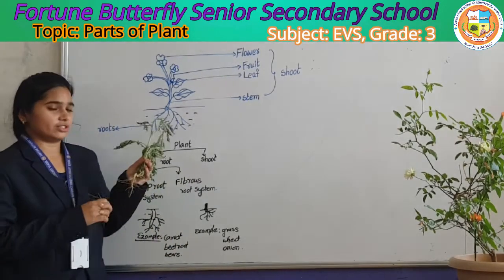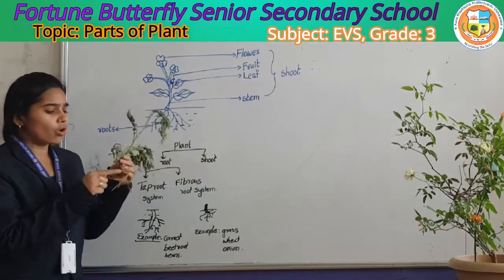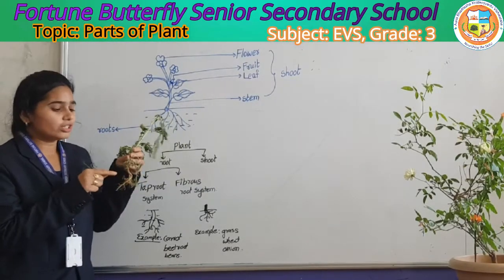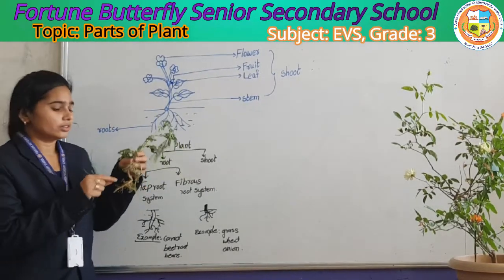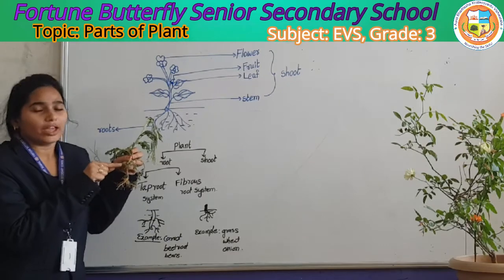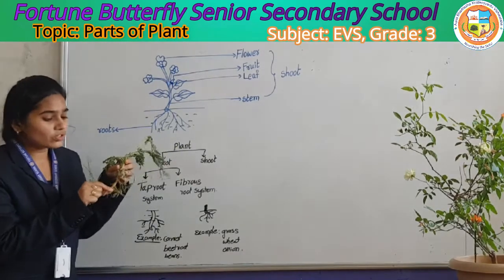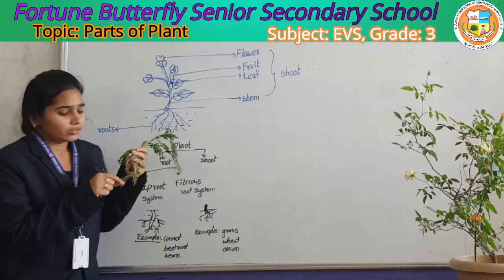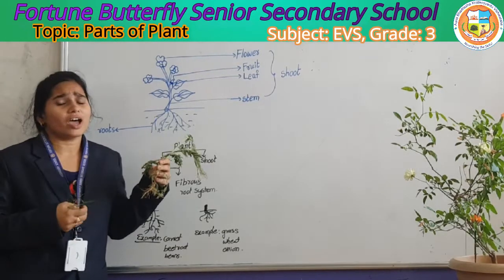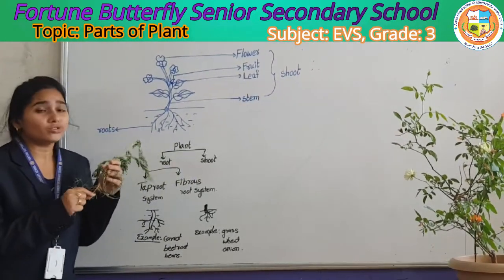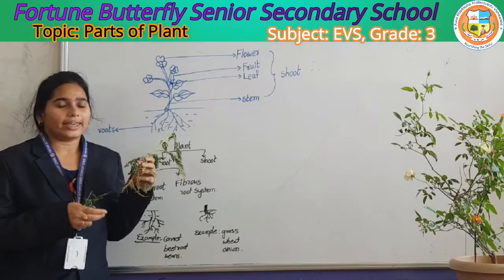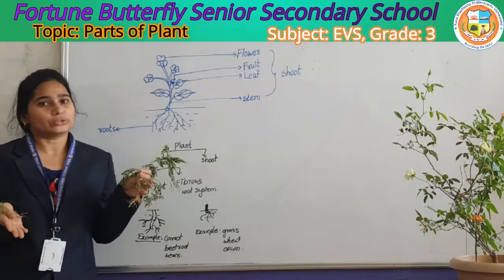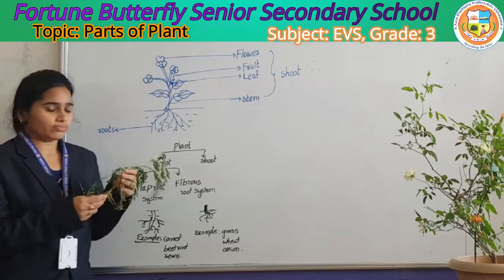Now root functions. The roots hold the plant firmly to the soil and grow the stem above. Roots absorb water and nutrients from the soil. Some roots store food. Examples: carrot, beetroot, radish also.